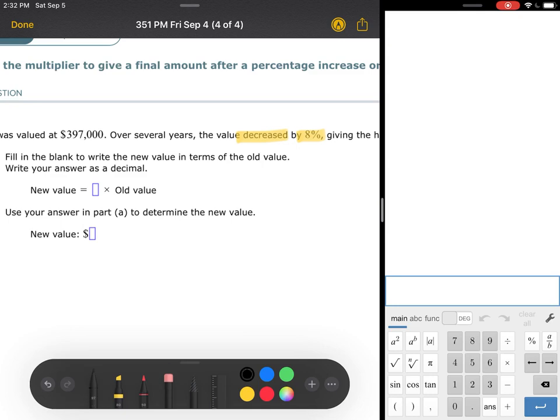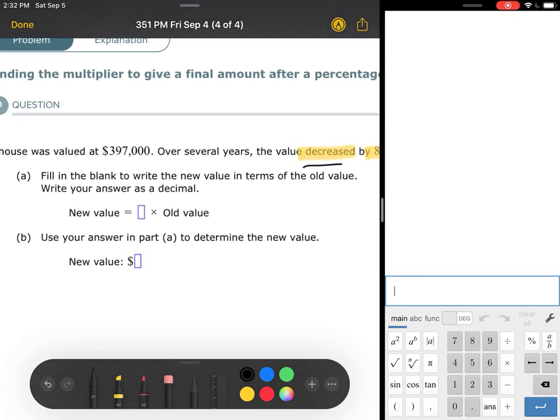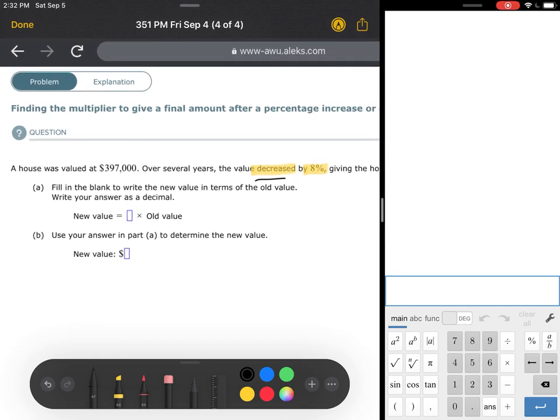Okay, anyway, getting into the question, it says a house was valued at $397,000. Over several years the value decreased, you know that, by 8%, giving the house a new value. So you are going to answer these two questions. It says, fill in the blank to write the new value in terms of the old value. So the new value is going to be a part of the old value.